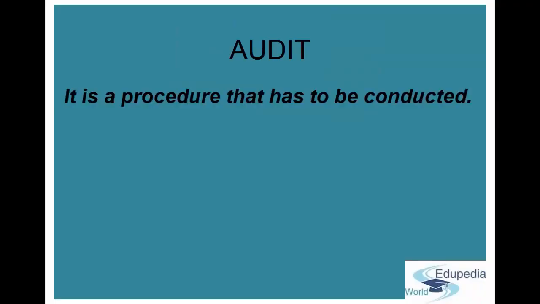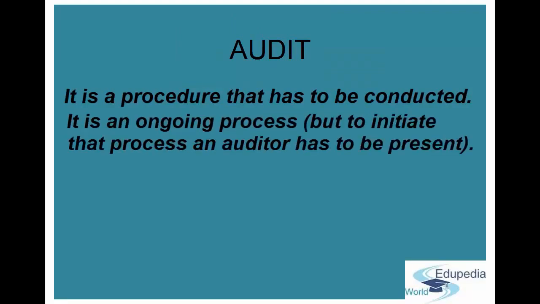So understand, when we're talking about audit, it is a procedure that has to be conducted. It is an ongoing process. But to initiate that process, an auditor has to be present. An independent body or an independent individual has to be present in a company to audit or inspect the books of account; this process cannot be initiated by the independent body, right? Like for example, if there is a company XYZ and I think, okay, I should go and audit the company, I simply cannot go and start the audit, right? So the initial part of conducting an audit starts with the appointment of an auditor, right?